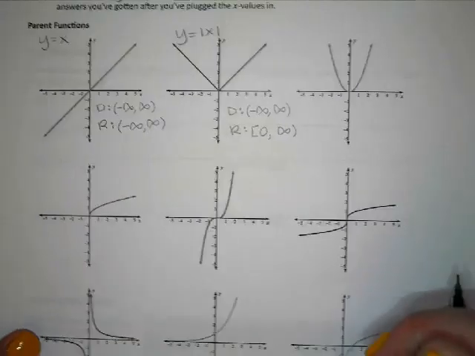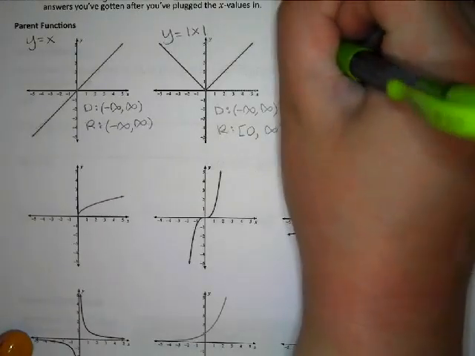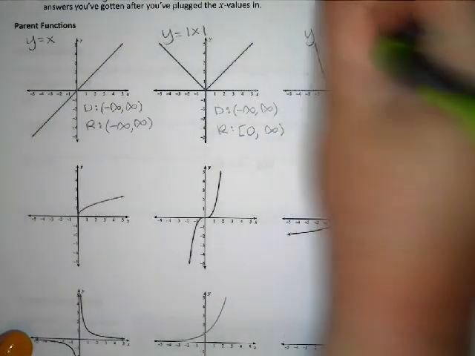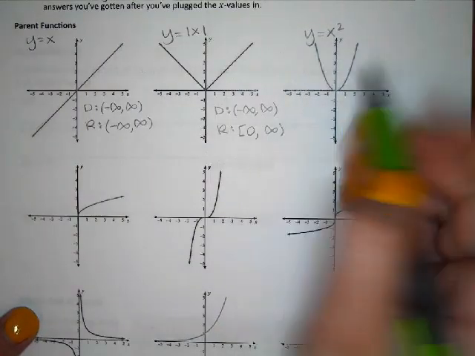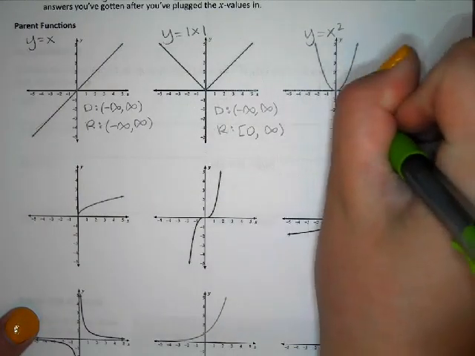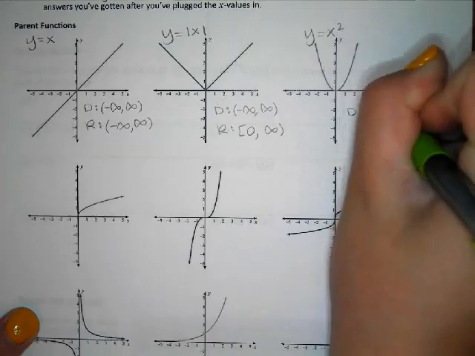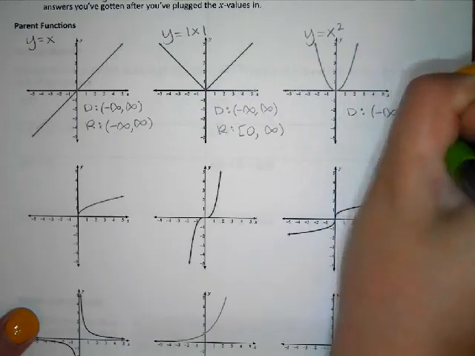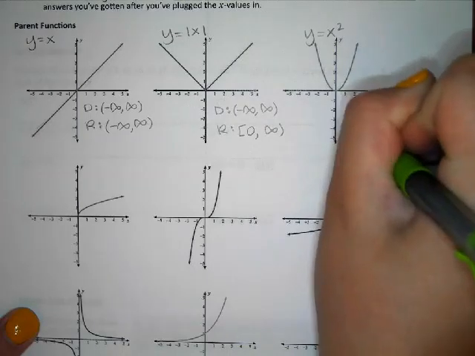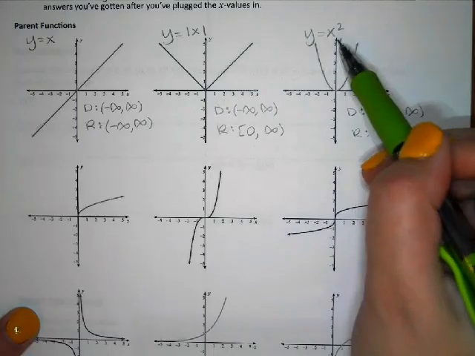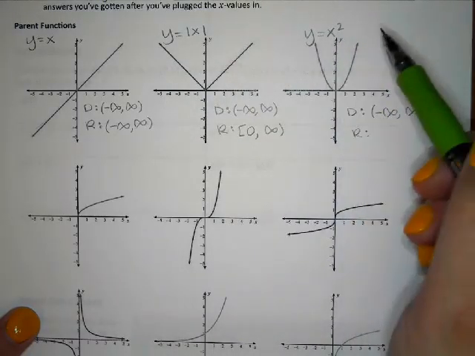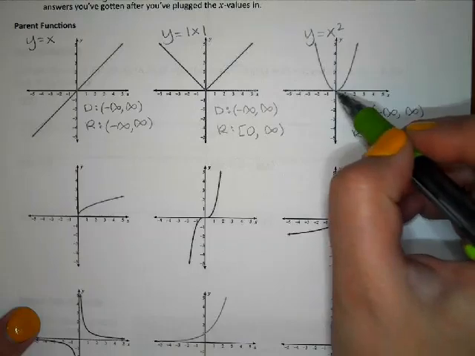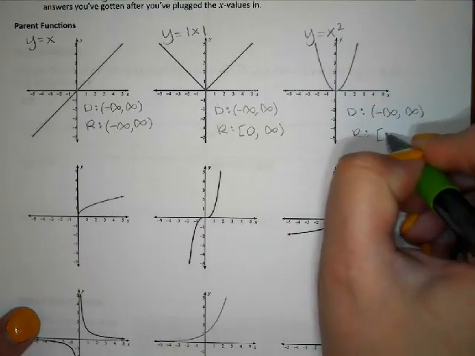Next is a quadratic function, y equals x squared. You can see here, left and right, that means that any x value that I want to plug into the equation I can. All of them will give me answers. But since I'm taking a number and I'm squaring it, just like the absolute value function, whatever I plug in is going to become positive. So the very lowest value that I can have here is 0, and then positive values from there.